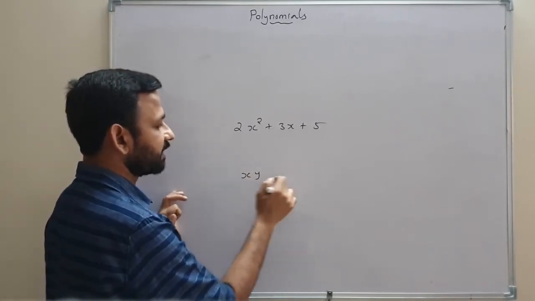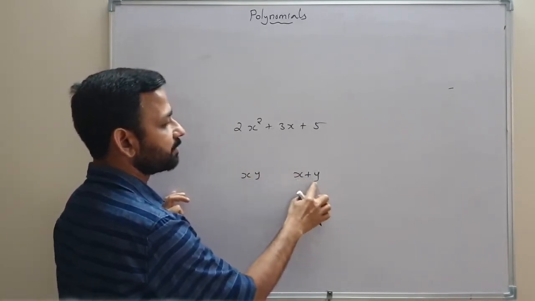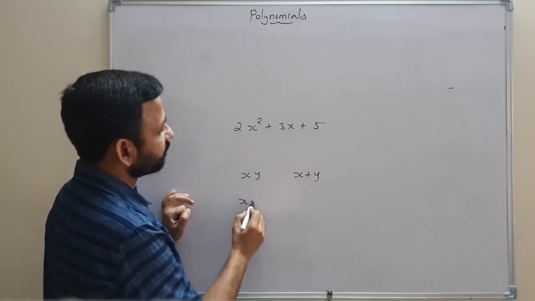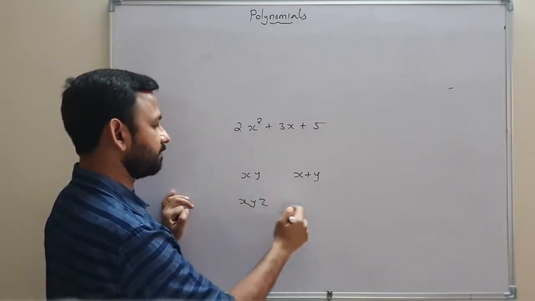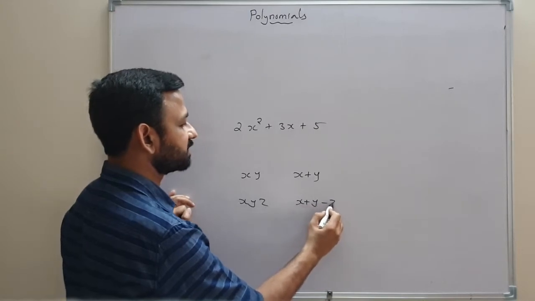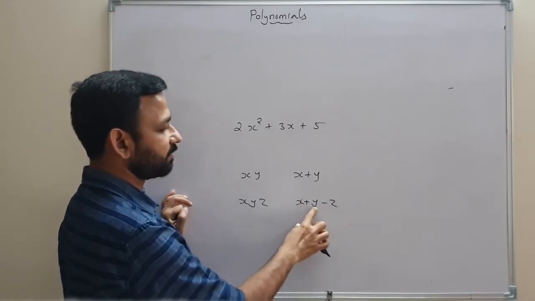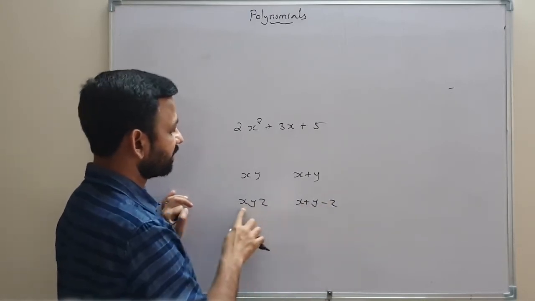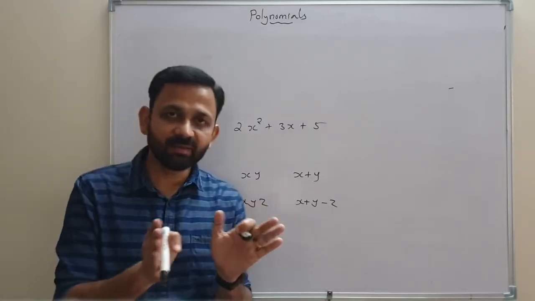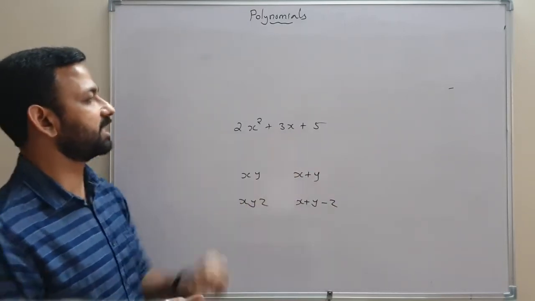Xy, we have only one term. X plus y, we have two terms. Xyz, we have only one term. X plus y minus z, we have three terms. X is one term, y, then minus z. Terms are separated by plus or minus. So here we have three terms.